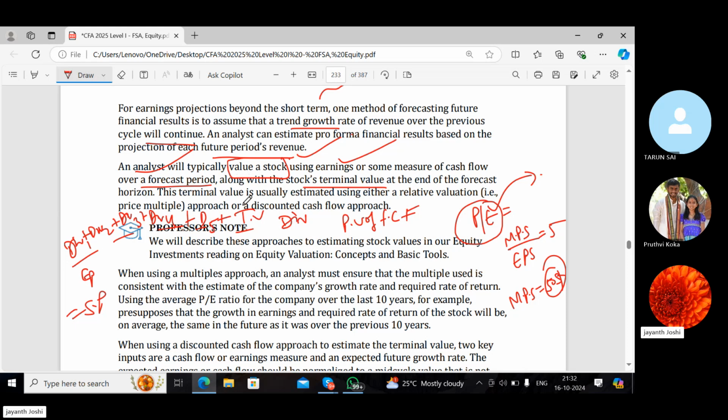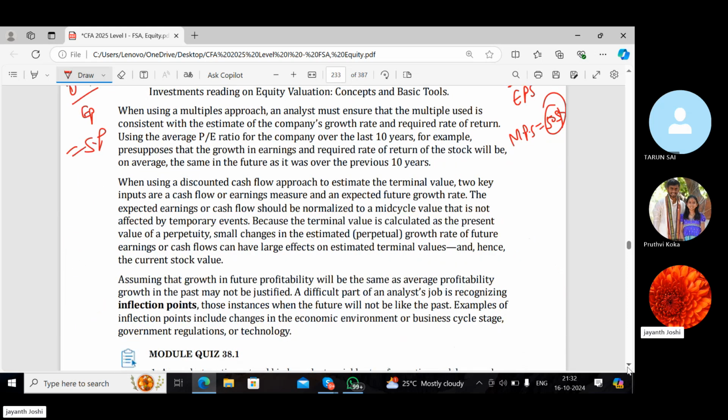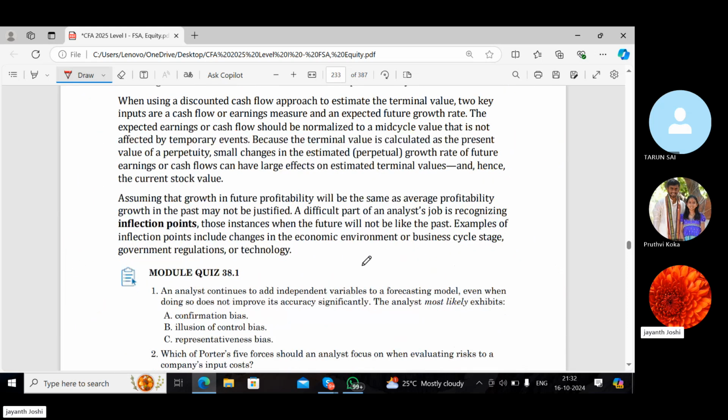That this terminal value is usually estimated using either a relative valuation approach or a discounted cash flow technique. As I said right now, you can find out a stock value by using the discounted cash flow technique also. How? All these things you have not learned, so you may be finding it difficult. Stock price is equal to dividend divided by cost of equity. This is the formula. So let's say the dividend is $10 and the required rate of return you have from the stock is 10%. So your stock value will be what? $100. Finished.